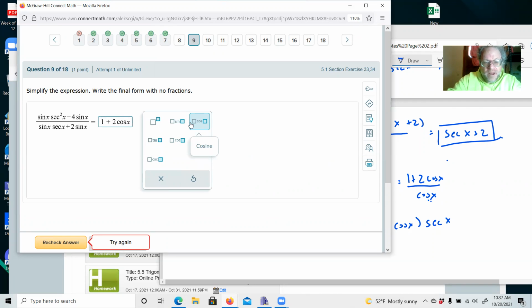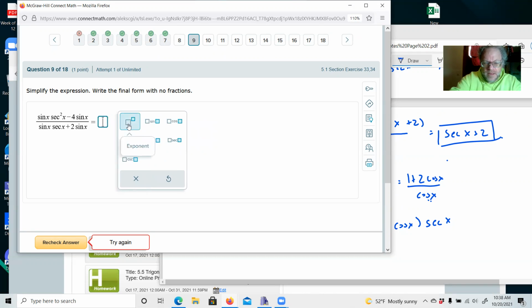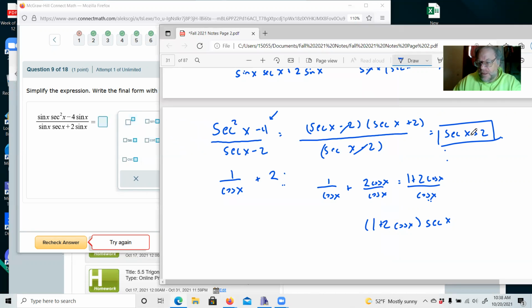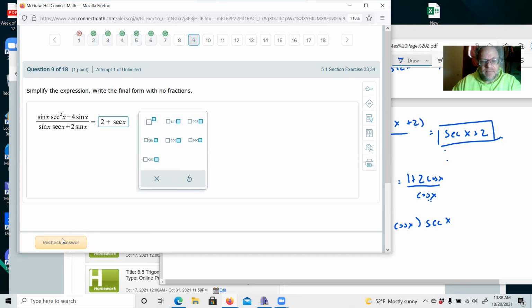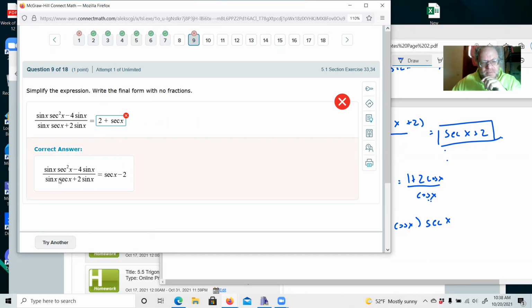I'm not allowed to have parentheses. It won't let me do it. Okay, so obviously that's not the right way. Okay, how about 2 plus secant x? They got mad at me for writing it in the wrong order once. Maybe they'll get mad again. All right, I give up.